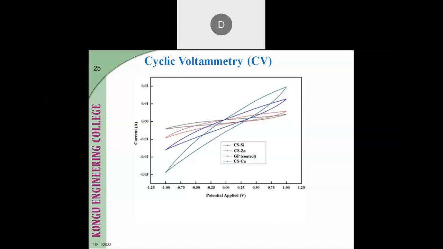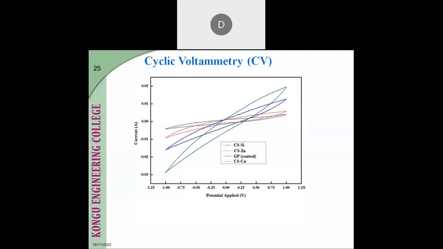The metal combined coconut seed electrodes provide a lot of power when compared to the other electrodes. You can compare this and see it with the control graphite electrodes.